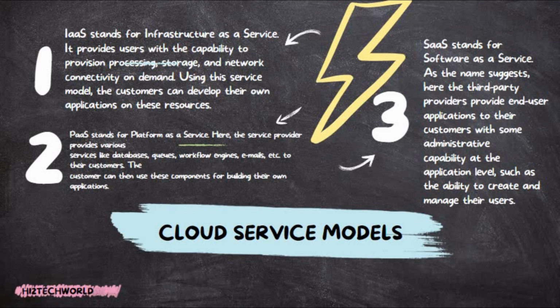And when it comes to platform as a service, the service provider provides various services like database, queues, workflow engines, and emails, etc. And the customer can then use these components for building their own applications. Okay. And in software as a service, as the name itself suggests, the third-party providers provide end-user applications to their customers with some administrative capabilities at the application level, such as the ability to create and manage users.